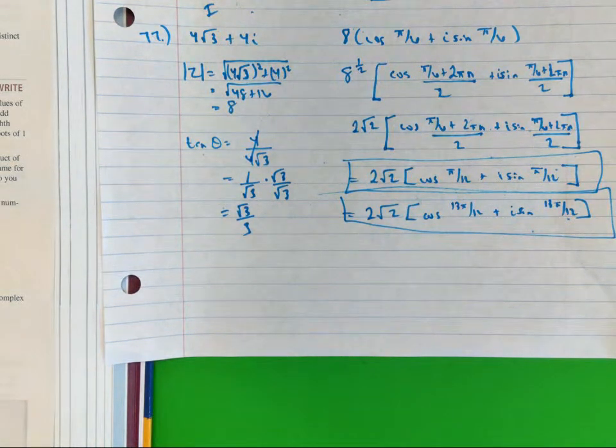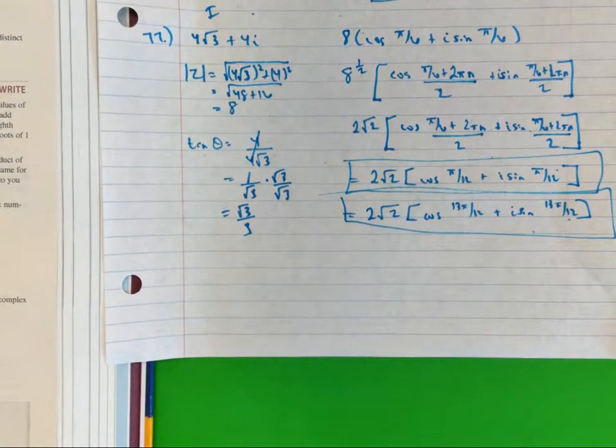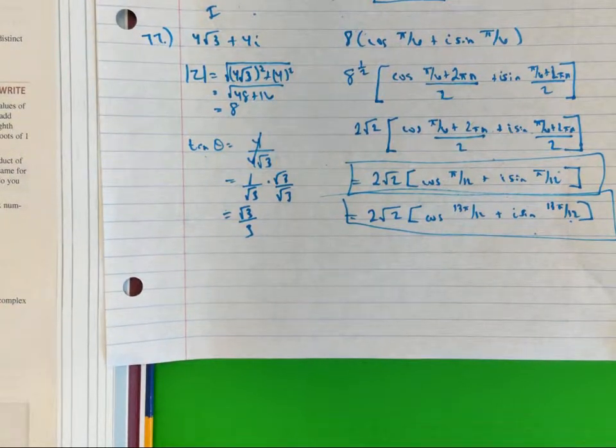Alright. Let's look at 79, the fourth roots of negative 81.